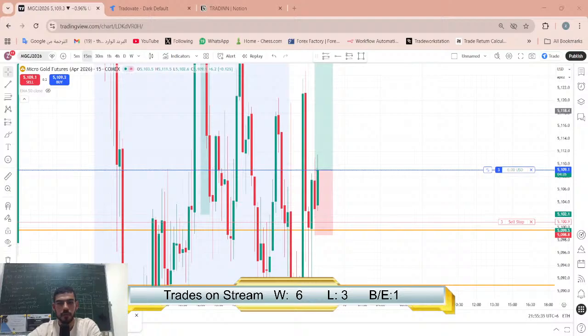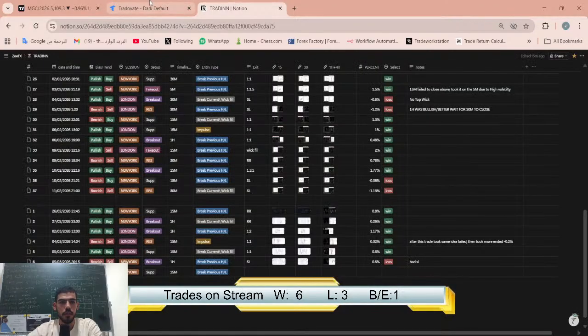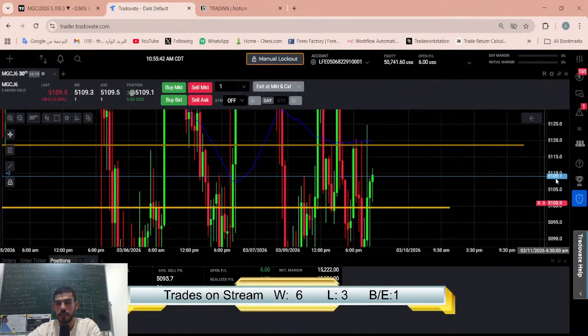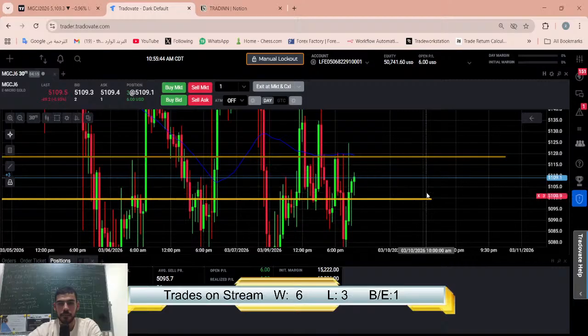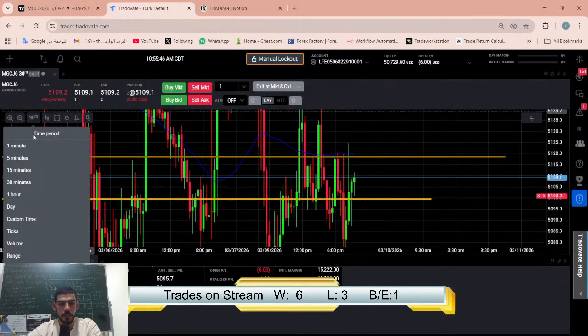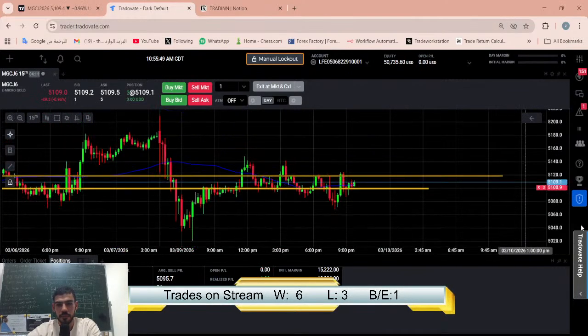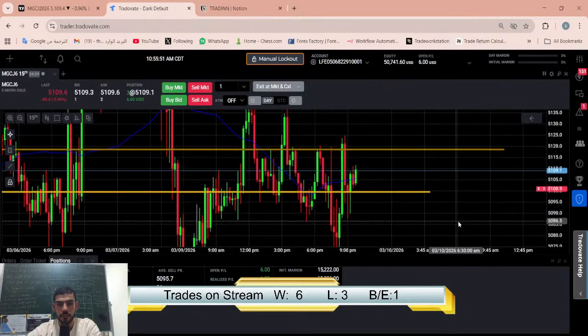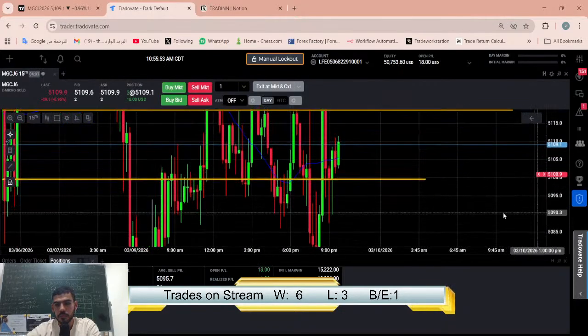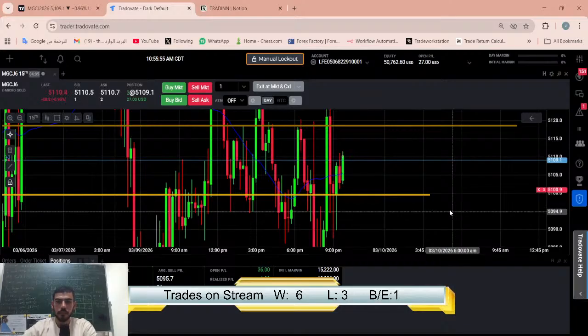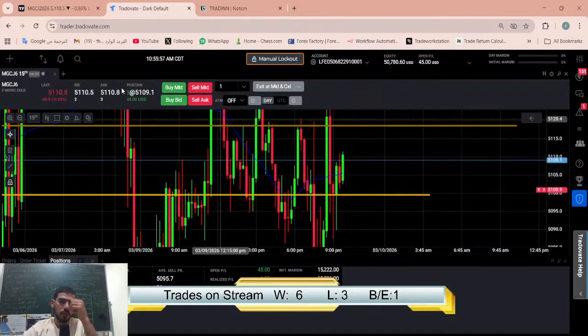Volume, it looks like volume is dead on gold. I don't know what's happening. This is the New York session, so there should be at least a little bit of volume. There should be something. But I'm just going to wait.